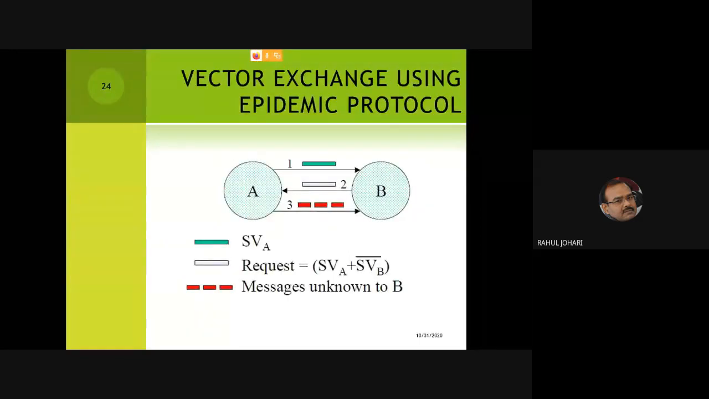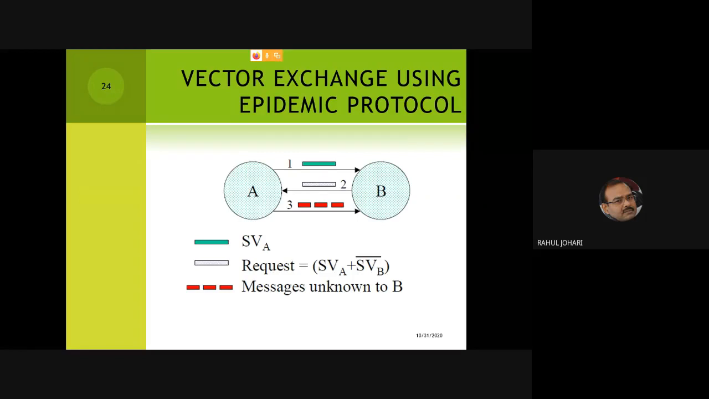So let's take an example. How does a typical epidemic routing protocol work? How can we go about understanding its efficiency? Let there be two nodes, A and B. Node A has a summary vector, SVA. A summary vector is a list of messages which are a part of node A.